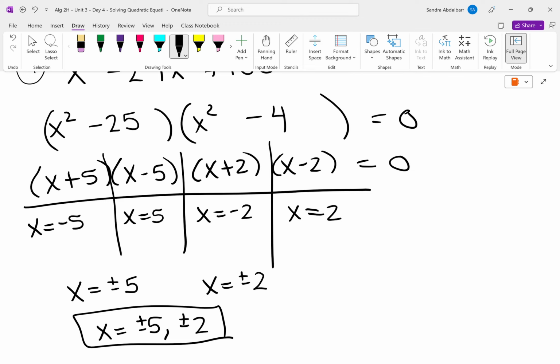Do we have to use like the thing with the brackets? No, the brackets are only for inequalities. Okay.